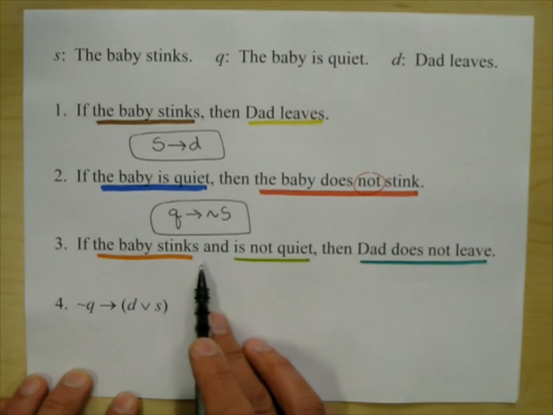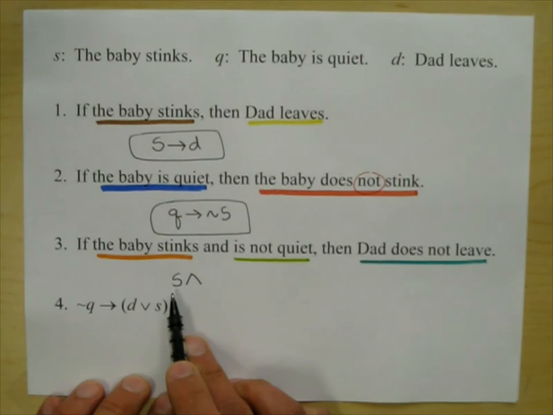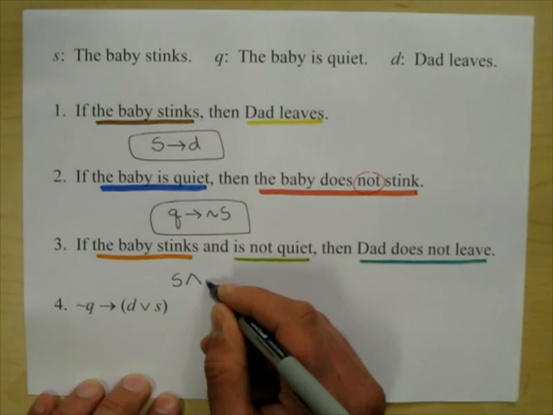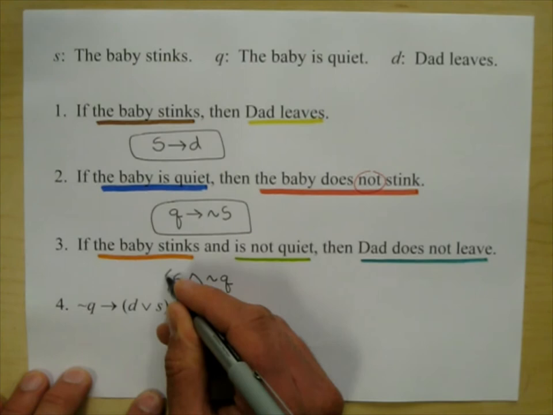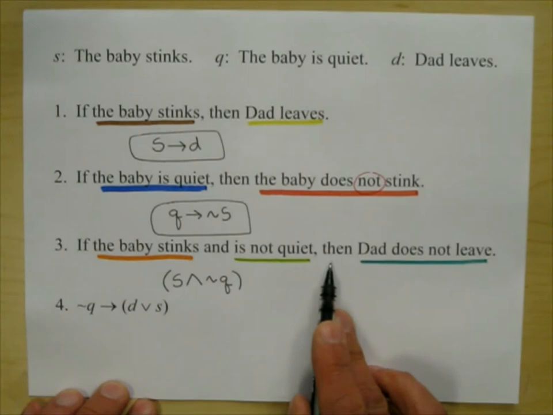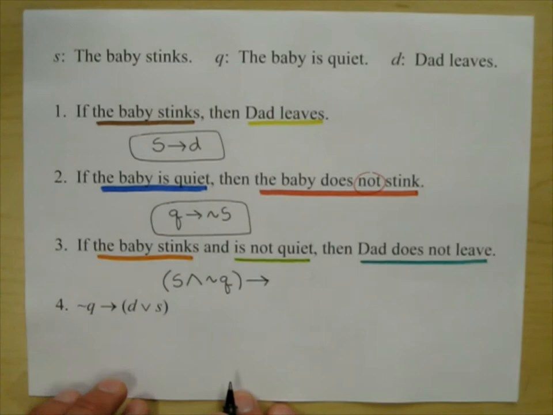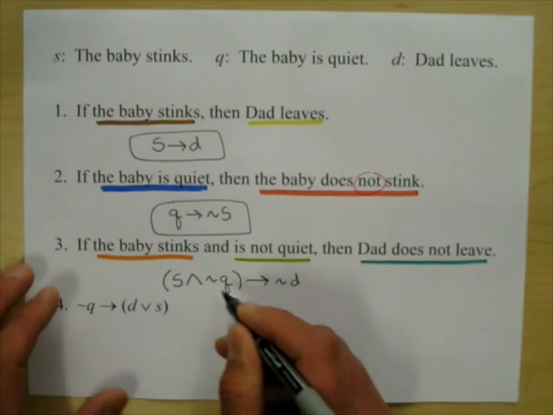So let's just write the baby stinks and is not quiet. The baby stinks is S and capital A, but without the cross beam there. Baby stinks and is not quiet. The baby is not quiet. We're gonna go not tilde Q. Now, all of this is part of the hypothesis of our conditional. So we're gonna put parentheses around that. And some of you might be looking below and seeing that, oh yeah, look, that one has parentheses around the conclusion. Then that's where the arrow goes. Then what? Then dad does not leave. So there's a not there, so we're gonna say not D. And there's the answer to that one.